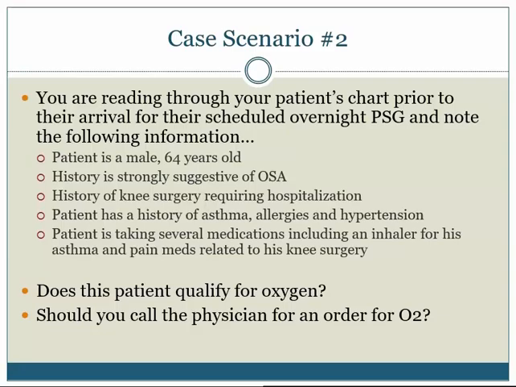We're going to go through another scenario. You're reading through your patient's chart prior to their arrival for their overnight sleep study, and note the following information. You have a male, 64 years old, and his history is strongly suggestive of OSA. He had knee surgery that required hospitalization. He has a history of asthma, allergies, hypertension. He's taking several medications, including an inhaler for his asthma and pain meds related to his knee surgery. Does this patient qualify for oxygen?